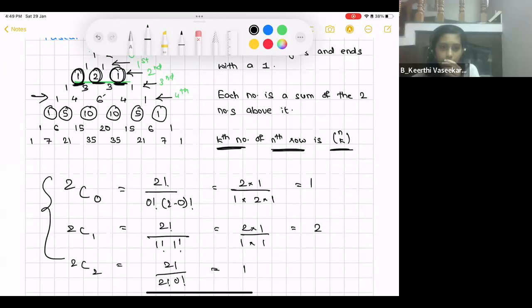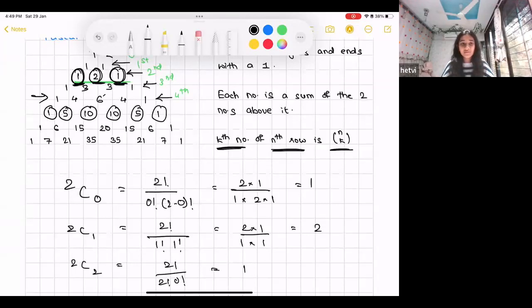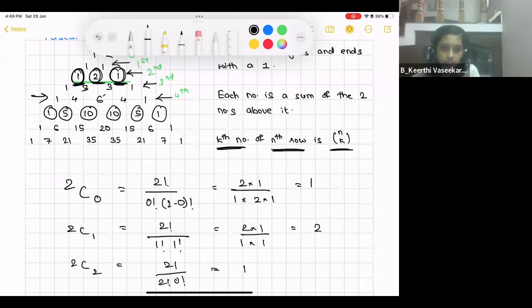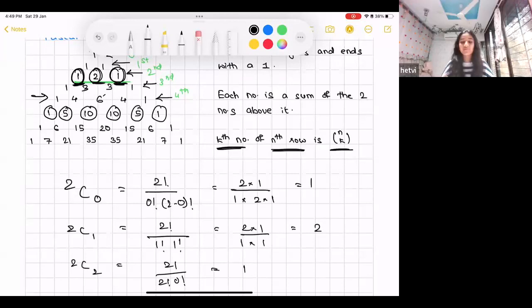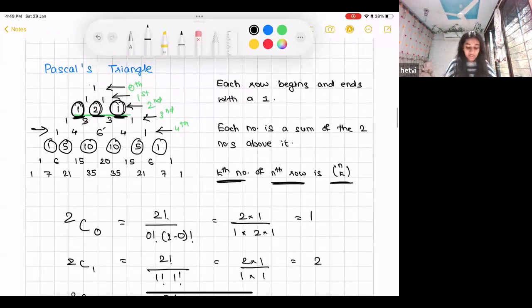I have a doubt. How is 5C2 equal to 5C3 then? That's a good question. We'll come to that. That's actually one of the questions we have to solve. So I'll come back to that. Okay. Anyone has any questions about this? How the kth number of the nth row is NCK in the Pascal's triangle?